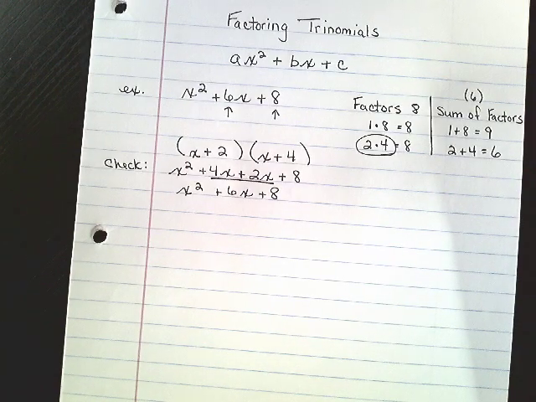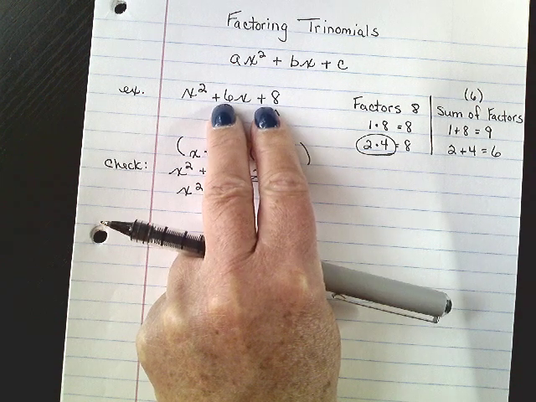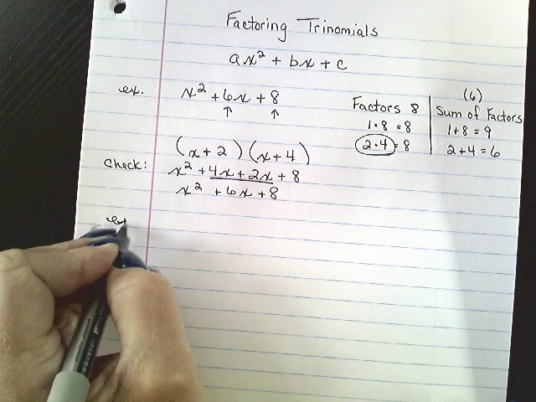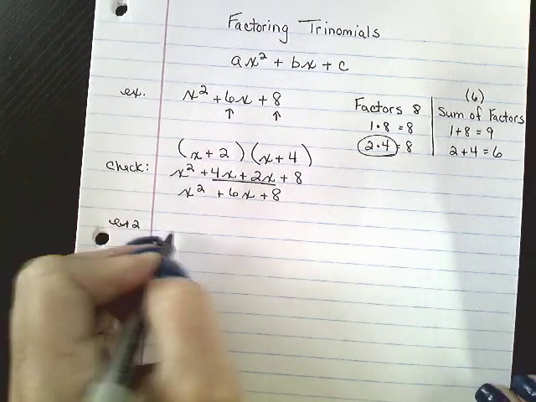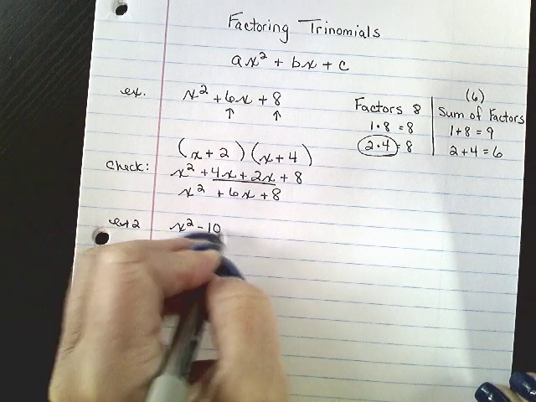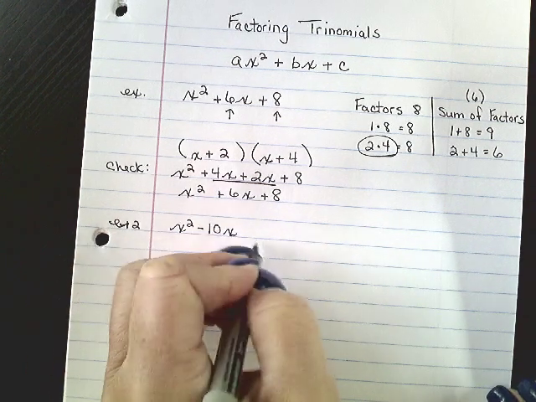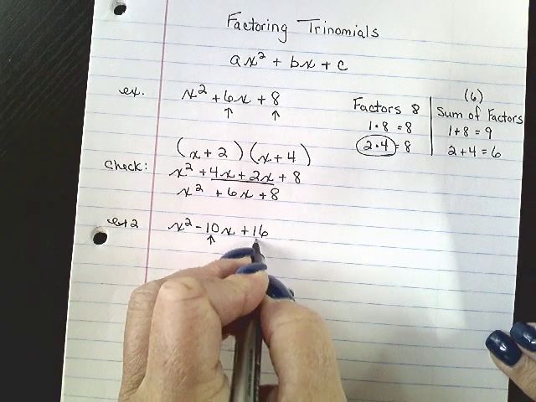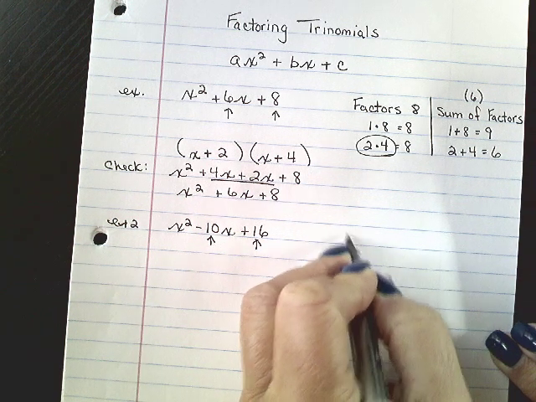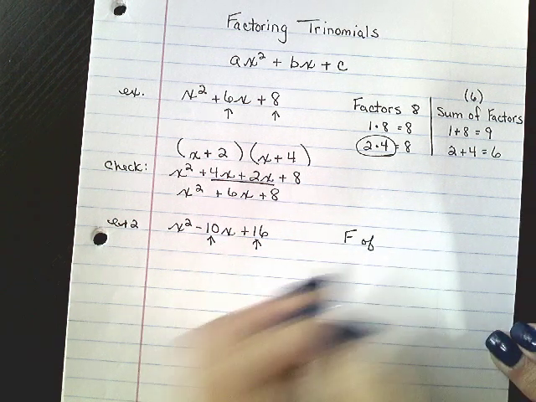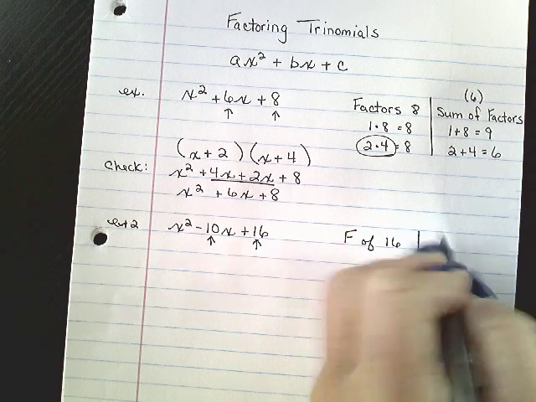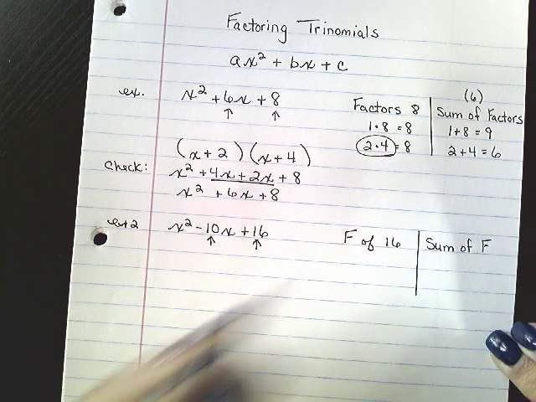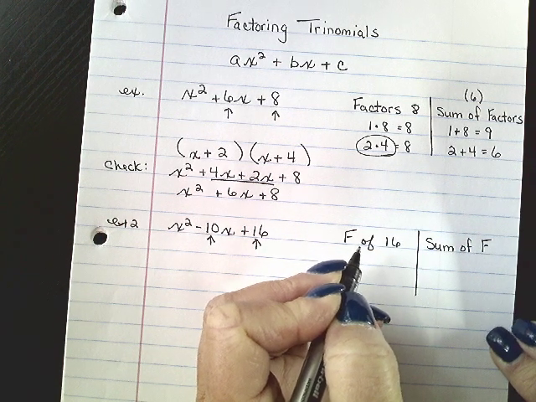We're just going to keep going through because we're going to move these from positives to negatives. Okay, so next example. We have x squared minus 10x plus 16. Now again, we're looking at the negative 10 and the 16. So I'm just going to abbreviate factors of 16. And then the sum of the factors. And the sum has to add up to negative 10.